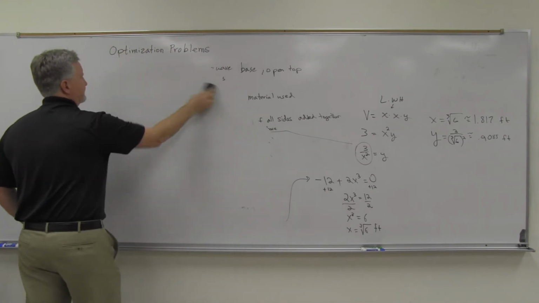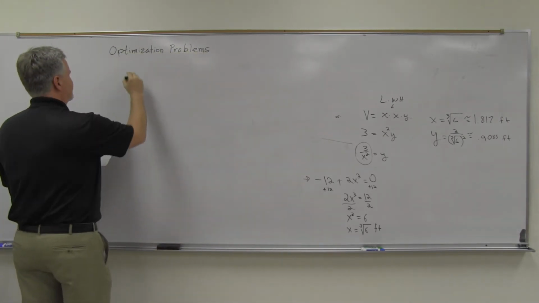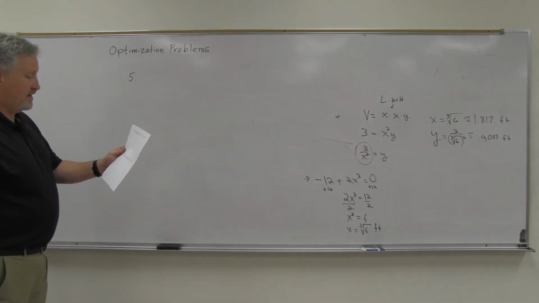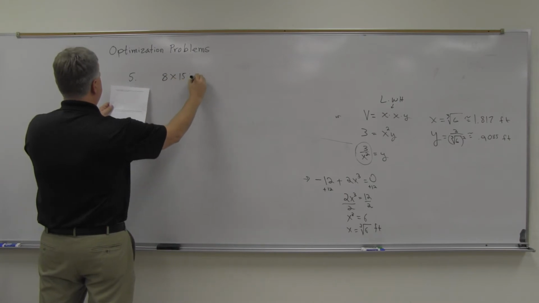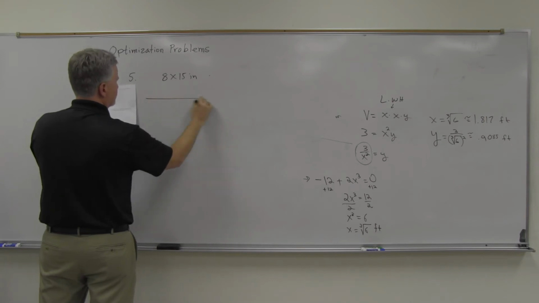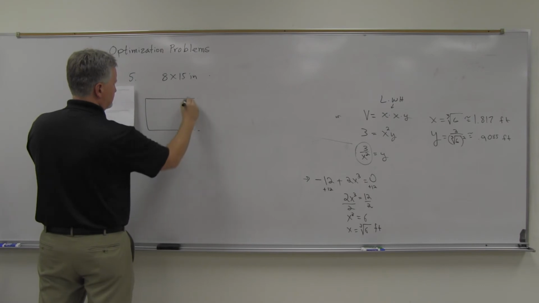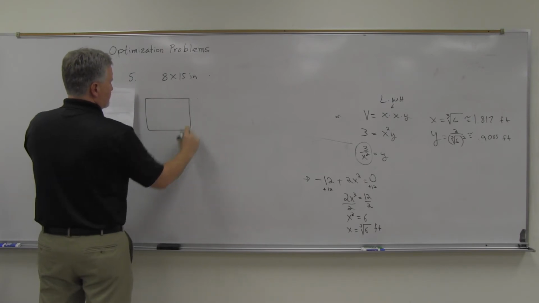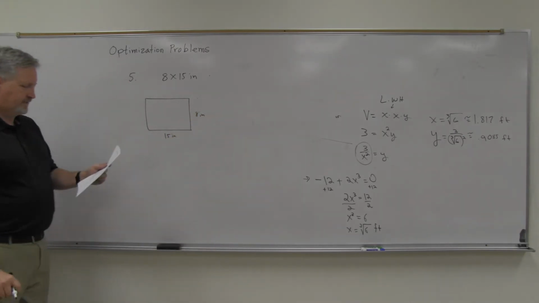Okay, number 5. Last but not least. A box is to be made from an 8 by 15 inch rectangular piece of cardboard. What's that right there? So we got a piece of cardboard that's 15 inches by 8 inches. That's what we got. And we're going to cut.